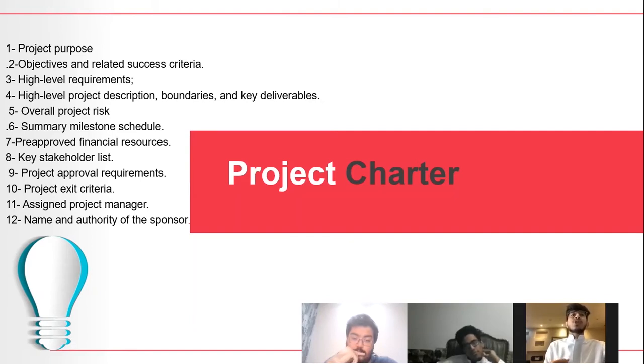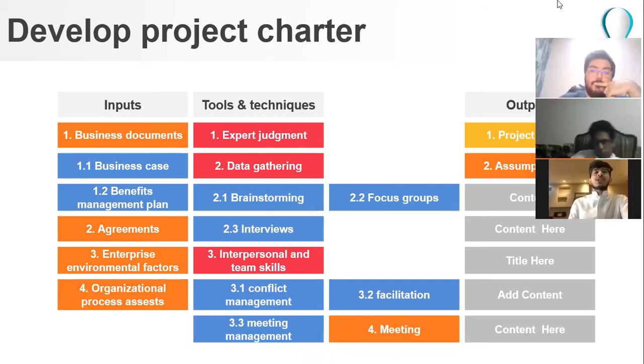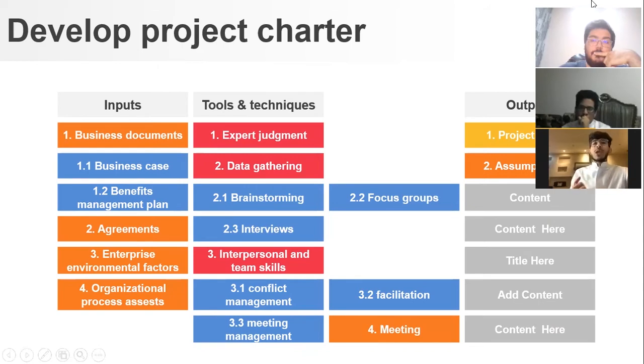The input in the project charter, we have business documents. The business documents include the business case and the benefits management plan. And two, we should have agreements and factors surrounding the project. And four, we have enterprise environmental factors and organizational process assets. This is about the inputs.